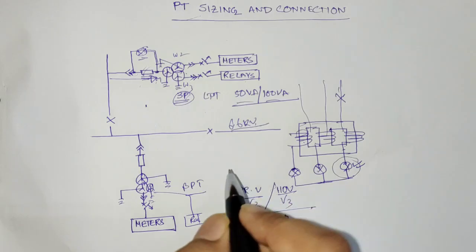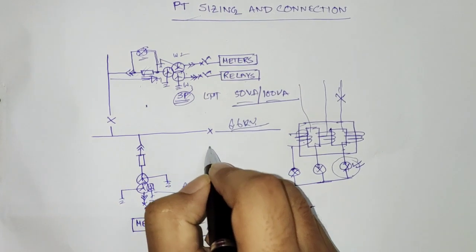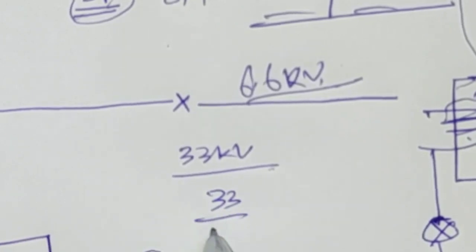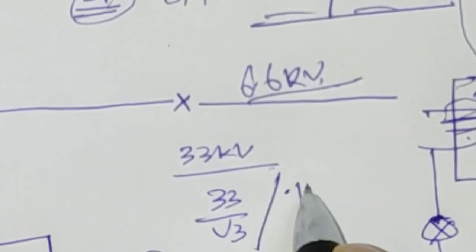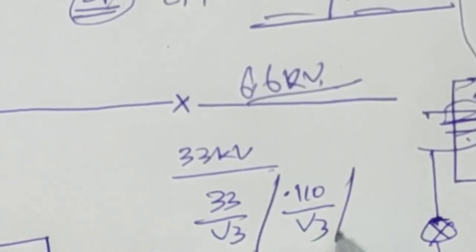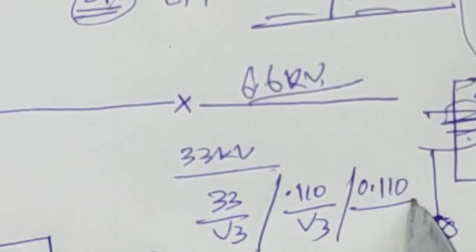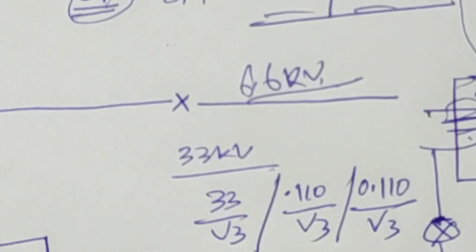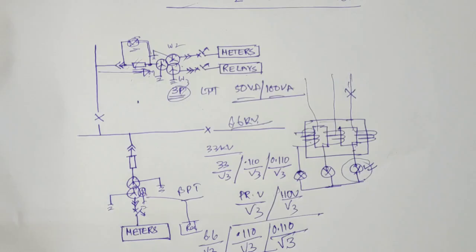Now suppose you need to select a PT for a 33 kV system, so what will be its rating? Its rating will be 33 by root 3 by 0.110 by root 3. If a 3 winding PT is selected, the other winding will also be 0.110 by root 3. This will be different only if a broken delta PT is selected. The details of broken delta PT I will be discussing in the next video.